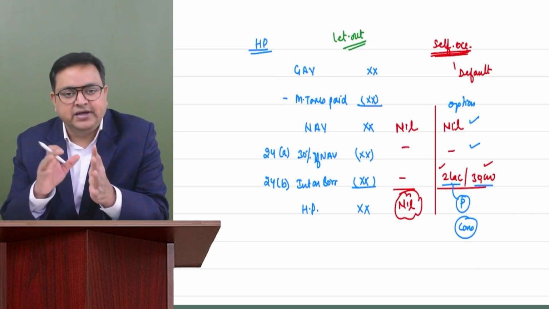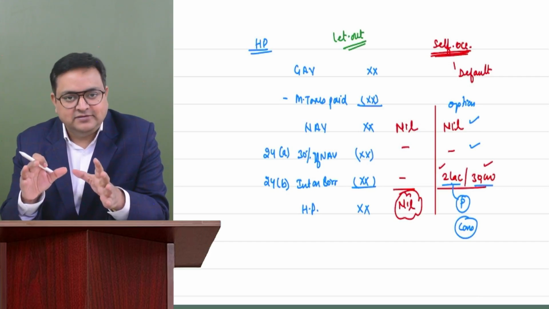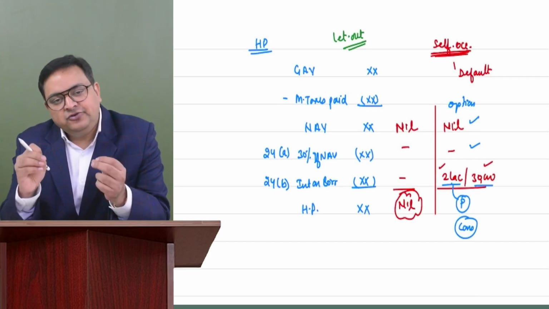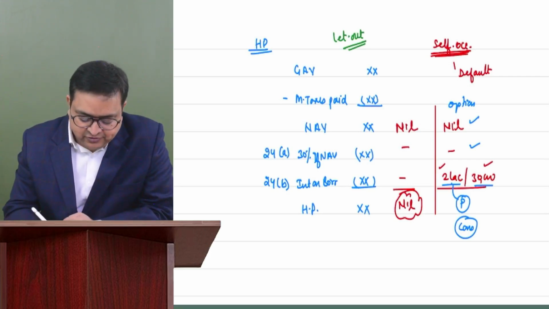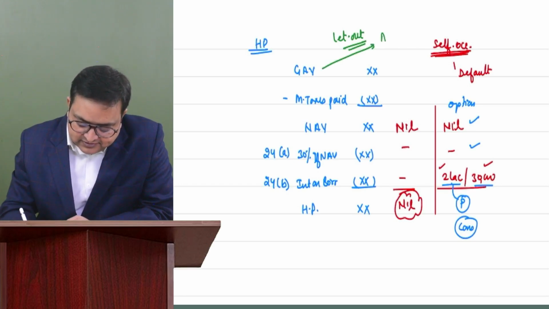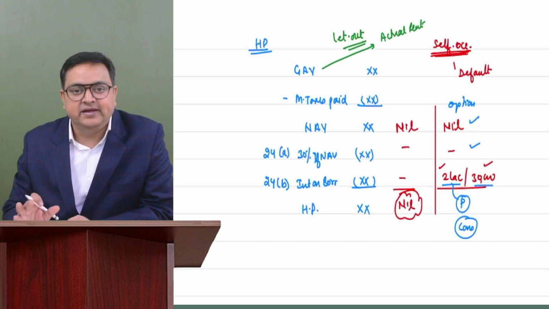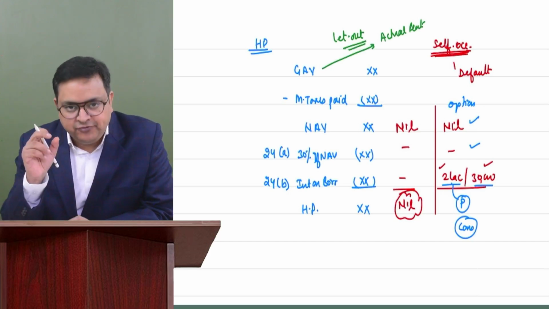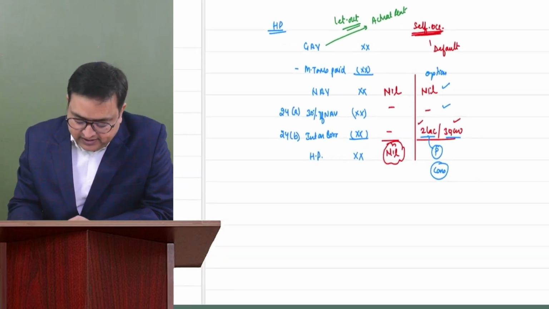Generally, in 90% of cases, your GAV is your actual rent. Mostly they will give you just the actual rent, so actual rent would be your GAV in most of the cases. But if you ask me technically, so what?